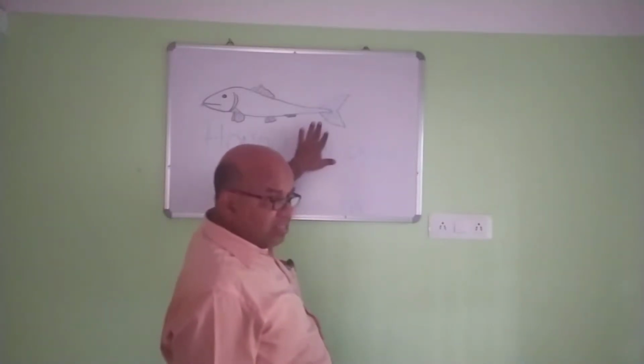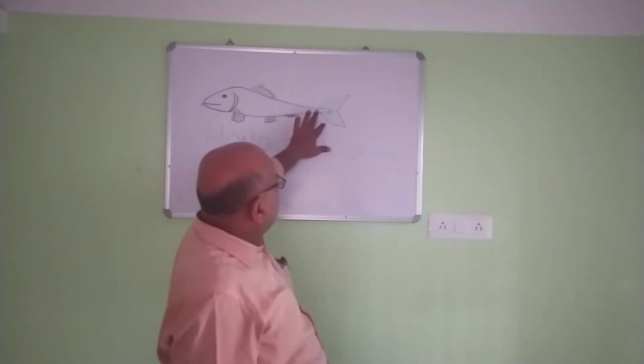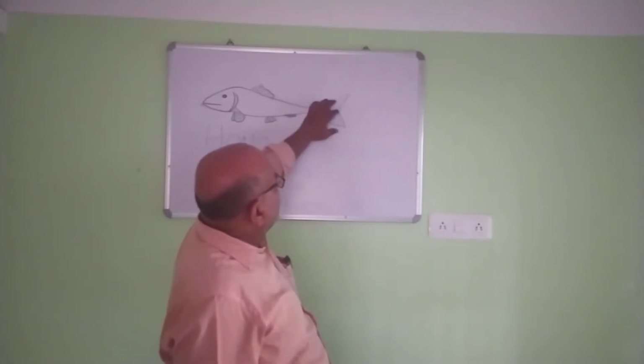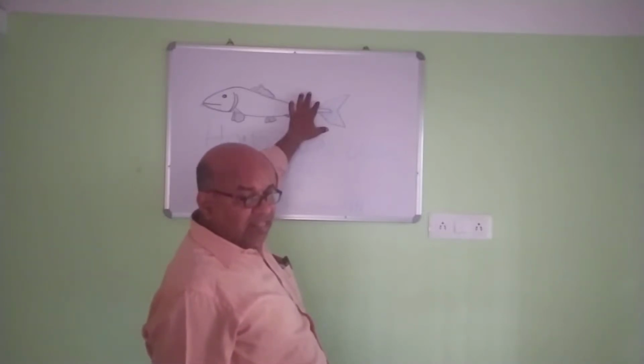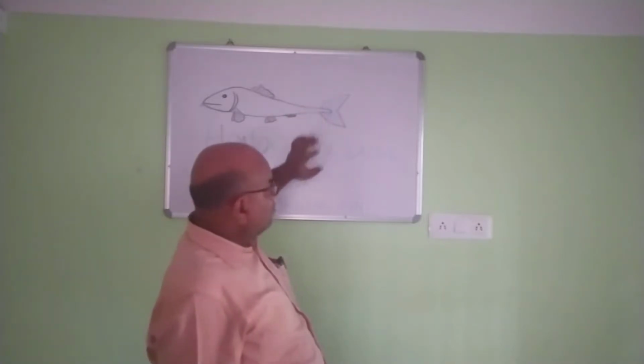These are bony by nature and leathery by texture, and due to that, the organism is able to change its direction at the time of exhibiting the swimming type of locomotion.